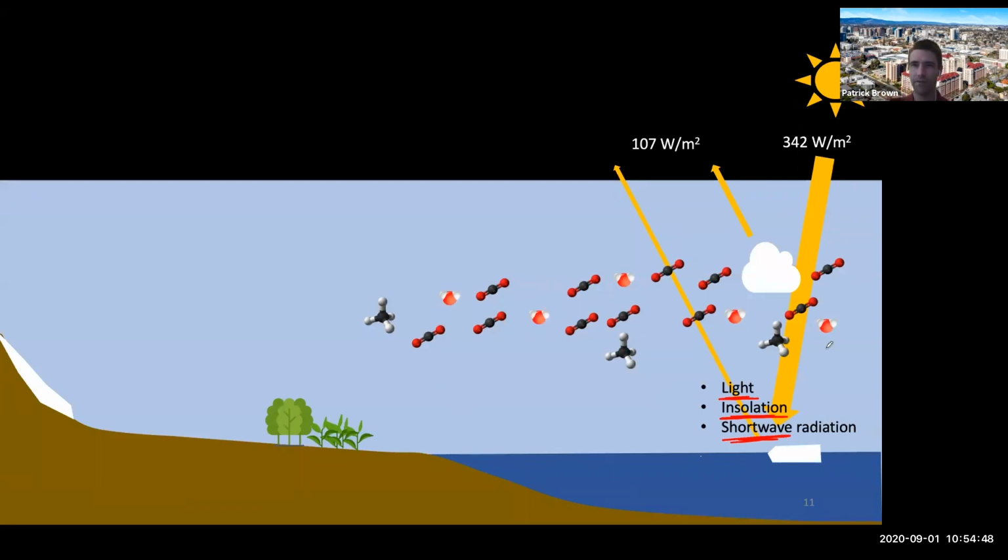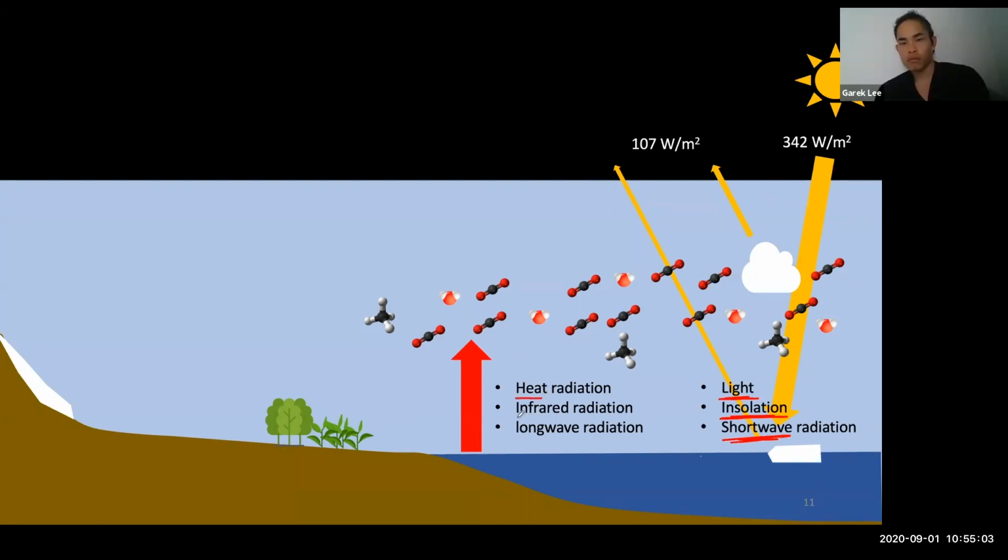And so shortwave then is in contrast to what the Earth gives off. You'll hear various terms for what the Earth gives off as well. You'll sometimes hear it called heat radiation or infrared radiation. And then here's the other end of the dichotomy: longwave radiation. So comparing longwave radiation coming from the Earth to shortwave radiation coming from the sun.